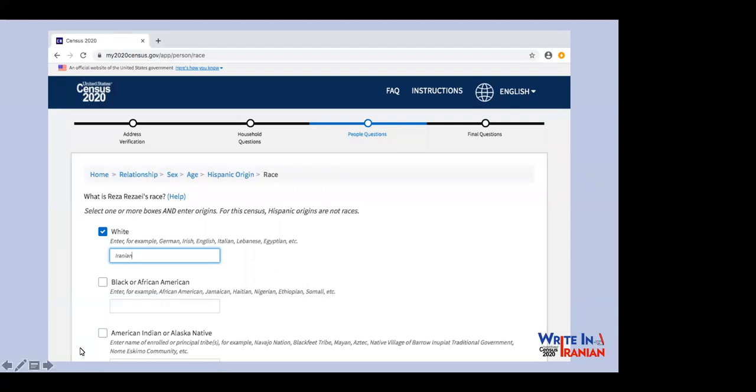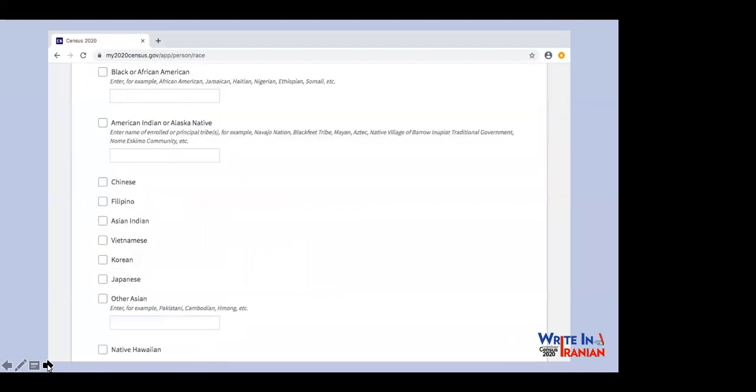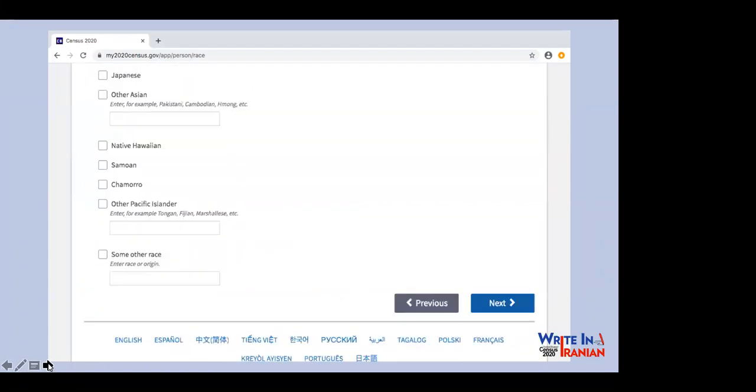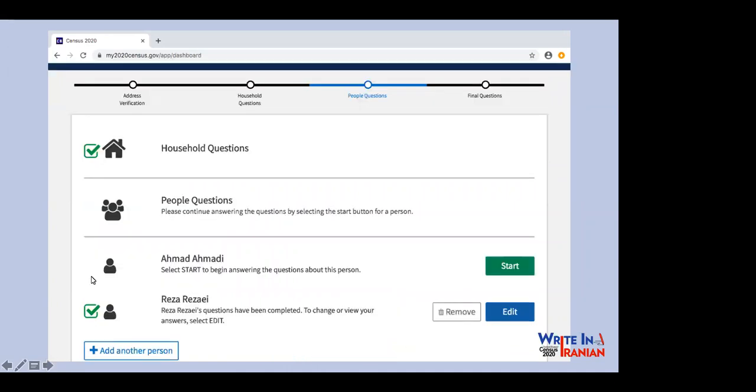And you can read more about this on the PAAIA Write in Iranian campaign on the writeiniranian.com website. So once Reza Rezai identifies his race and writes in his ethnicity, it's the next button, and Reza Rezai is done. You can see there's this check mark here, and he is done with his part of the census questionnaire.